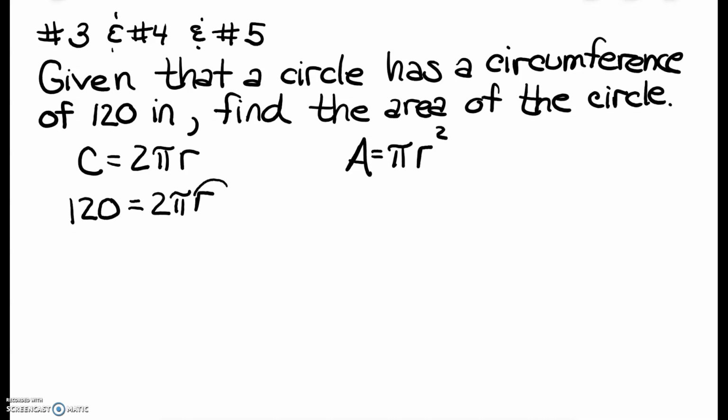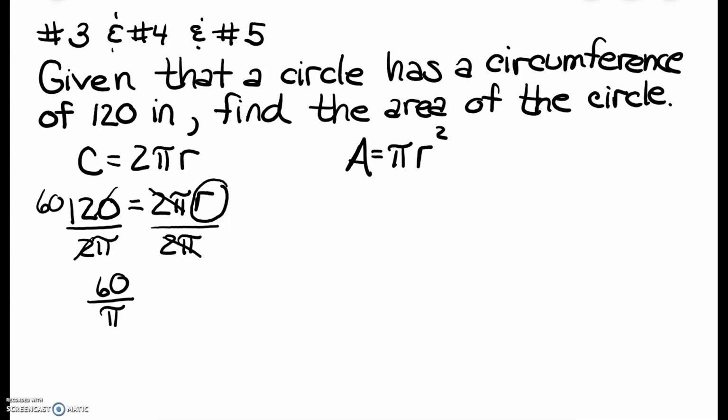So I need to isolate my r, so I'm going to divide both sides by 2 pi. And when I divide 120 by 2, I get 60. So I have 60 over pi, and that will be in inches because 120 was in inches. That's the radius I'm going to use in my area formula.